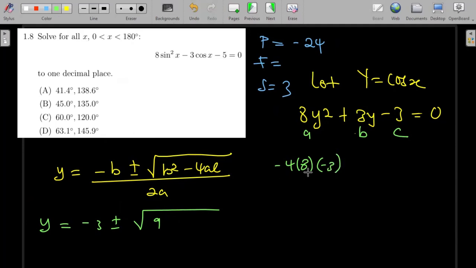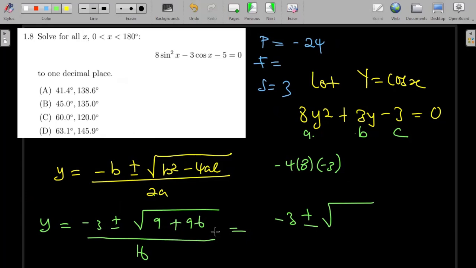You can just say 4 multiplied by 3 multiplied by 8. That gives me a positive 96, so add plus 96 there. And then I'm going to divide by 2a. A is 8 multiplied by 2, that will be 16. So my y will be equal to minus 3 plus or minus the root of 9 plus 96, that's 105, over 16.